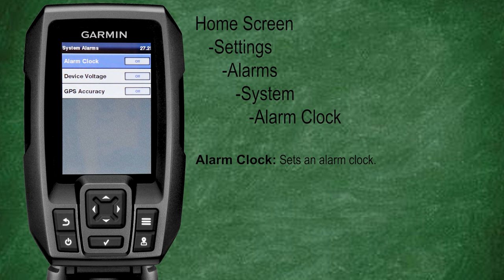Now go back and select Filter by Symbol. This is a very useful sort option, especially if you're looking only to deal with certain waypoints, such as brush piles. So let's scroll down and select Brush Pile. Now our screen will only show waypoints that have the brush pile selected for their symbol.